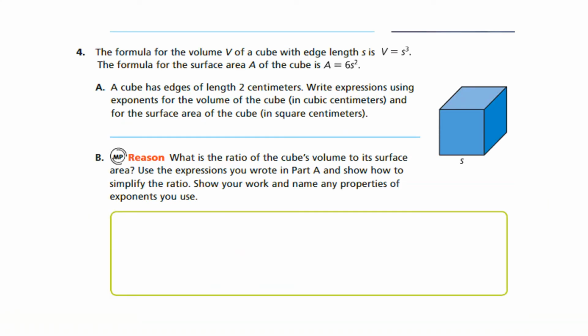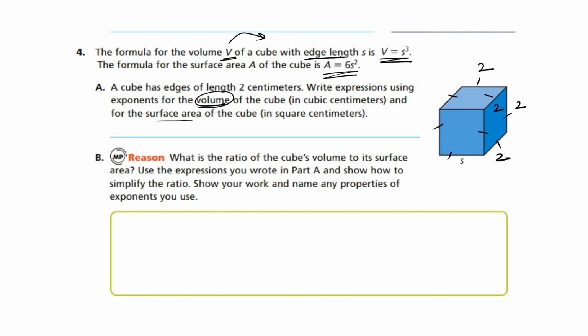Let's try one more question. The formula of the volume V of the cube with the edge length. Okay, so these are the edges of the cube. It is written here. The formula is given for the volume. The formula for the surface area is given here. They are saying that the length of each edge is 2 centimeters. So every edge is 2 centimeters. Write them to find the volume and to find the surface area.